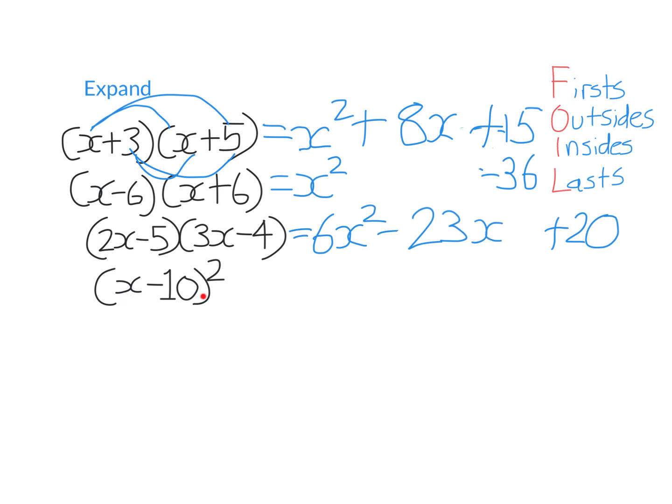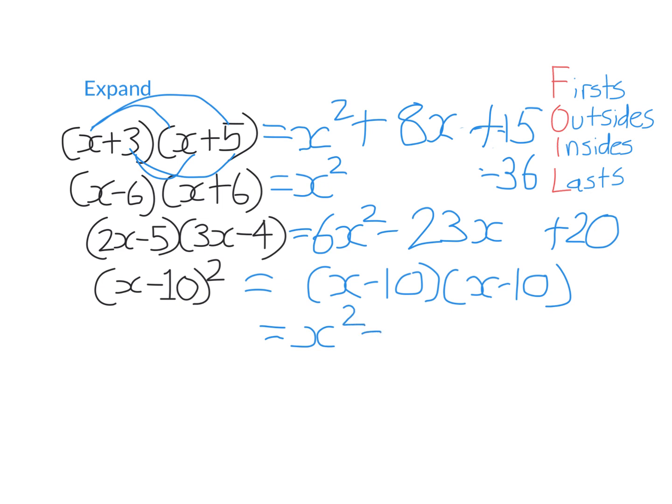So when you have a perfect binomial square here, remember that squaring is the same as multiplying something by itself. So x minus 10 squared is just x minus 10 multiplied by itself. So now we can use FOIL. First in each bracket, x times x. Outsides, x times negative 10. Insides, negative 10 times x. And last is negative 10 times negative 10, two negatives multiplied are positive.